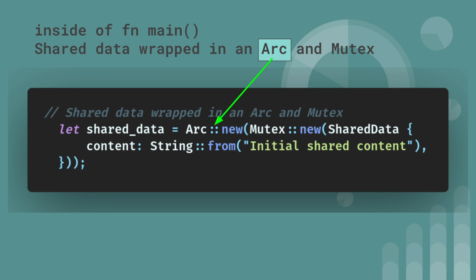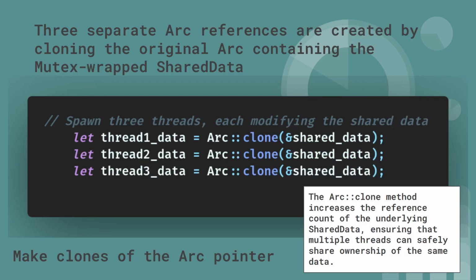So inside main, we'll have some shared data wrapped in an Arc and a Mutex. So the shared data is effectively an instance of the struct we just saw. The initial content will be initial shared content. That's what you would see if you did nothing else after this. So shared data is effectively a string wrapped in a Mutex, wrapped in an Arc.